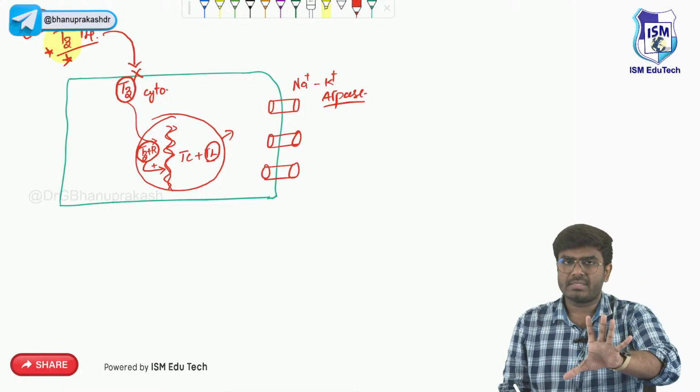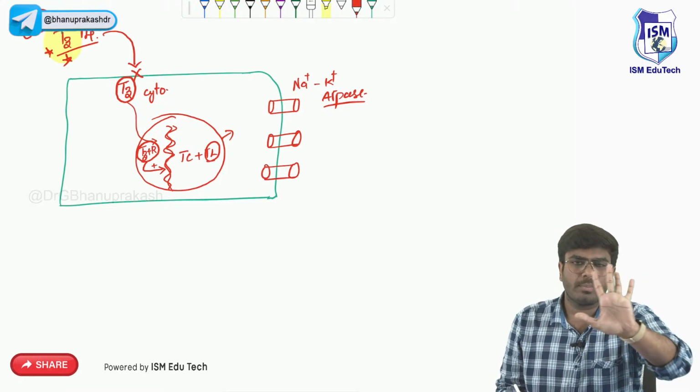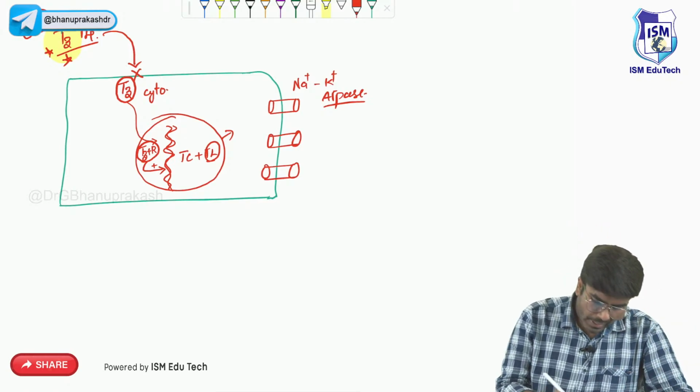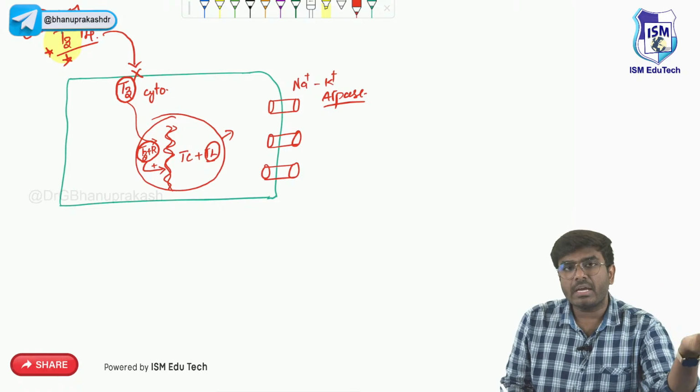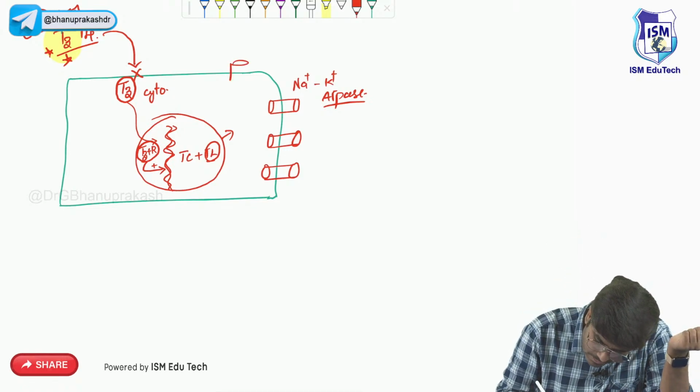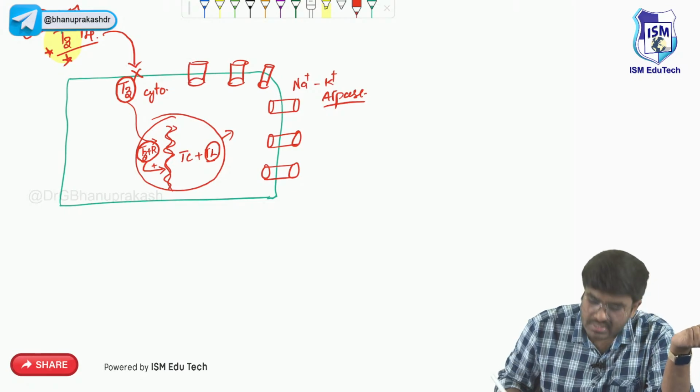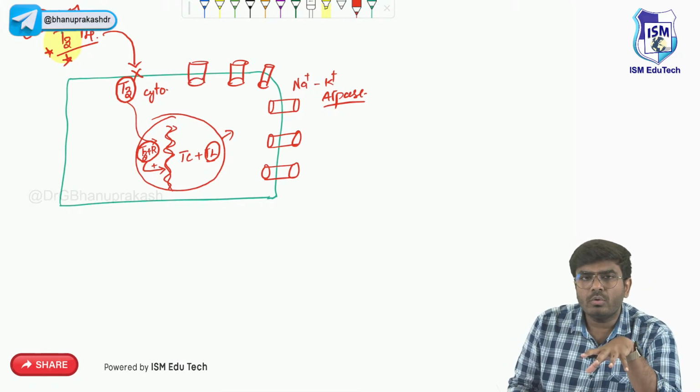Normally, let's take something like this: normally, there are only 3 sodium potassium ATPases on your cell. But if I increase T3, T4 hormones, if I increase the T3 hormone, what happens? Because of transcription and translation, more sodium potassium ATPases are being produced. Now, what will they do?